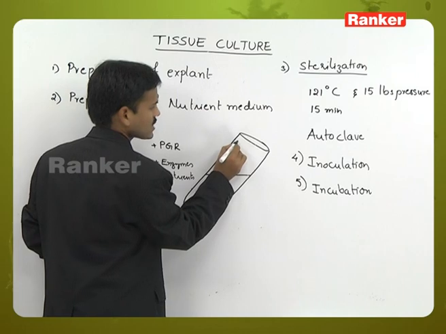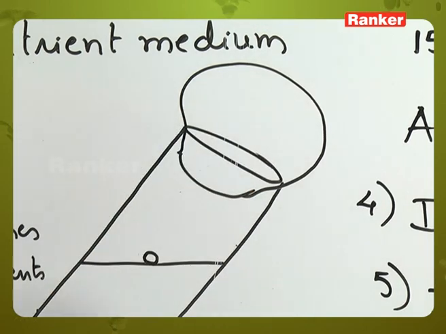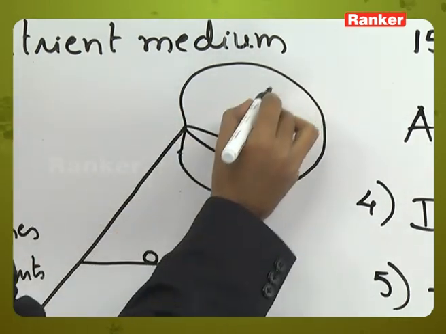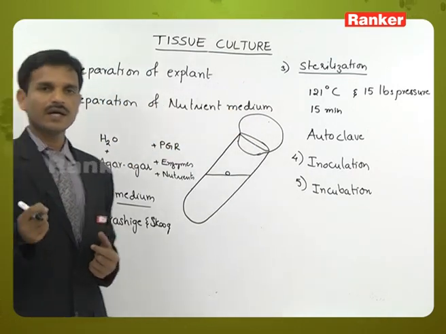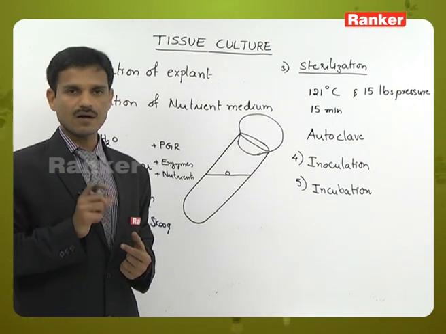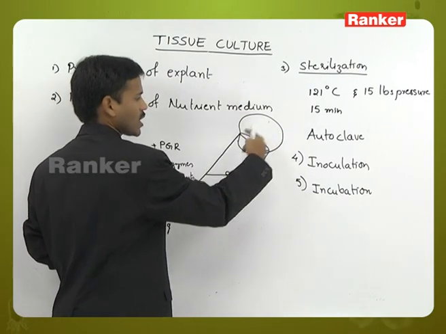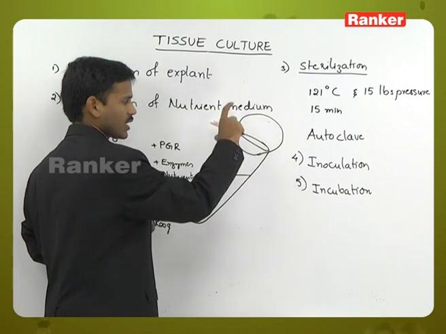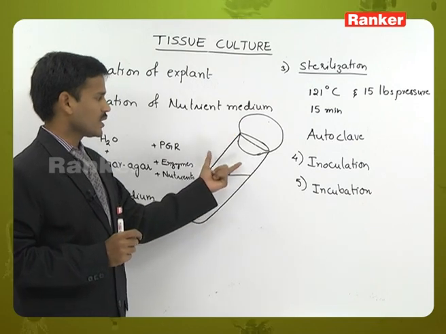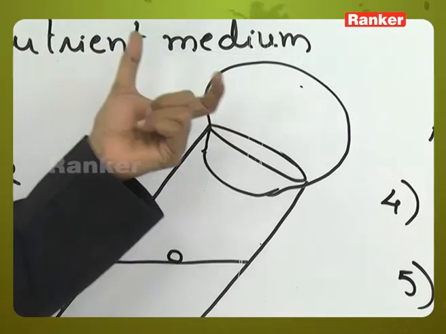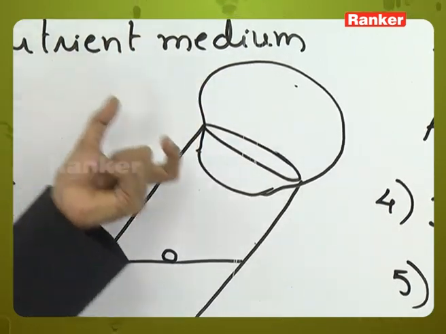So, after the inoculation it is completely covered with a cotton plug. Why is the cotton plug used? The cotton allows the exchange of gases, oxygen and carbon dioxide entry and exit. From the atmosphere the oxygen and carbon dioxide can exchange through the cotton plug, but microorganisms cannot enter into this vessel or the test tube. So, it allows the exchange of gases, but it prevents the entry of bacteria or microorganisms.